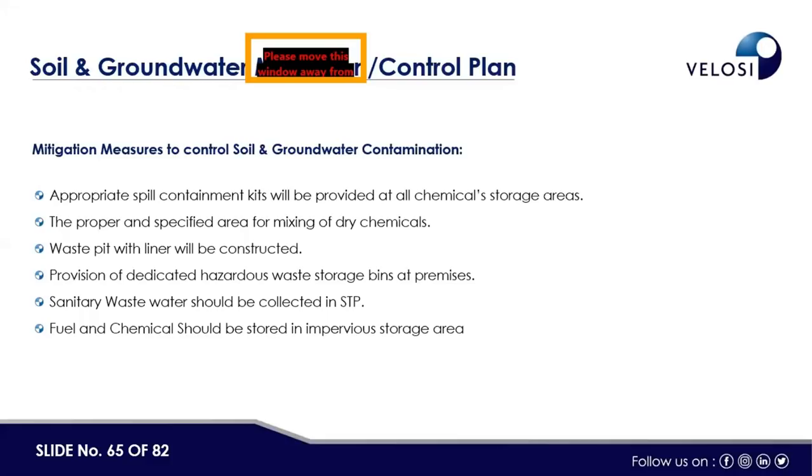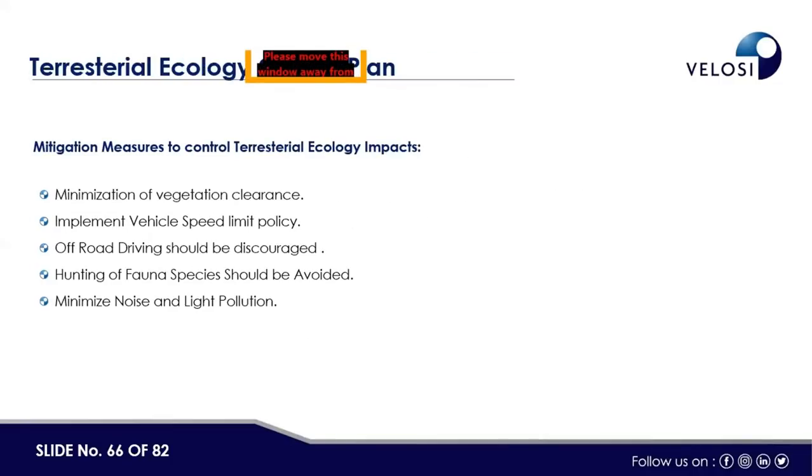And then the soil and groundwater control plan, mitigation measures: appropriate spill containment kits should be available. A proper and specified area for mixing of dry chemicals. A waste pit with liner will be constructed. Provision of dedicated hazardous waste storage. Sanitary wastewater should be collected in the STP. Fuel and chemicals should be stored in an impervious storage area. Then terrestrial ecology: minimization of vegetation clearance, implementing a vehicle speed limit policy, off-road driving should be discouraged, hunting of fauna species should be avoided, and minimize noise and light pollution.